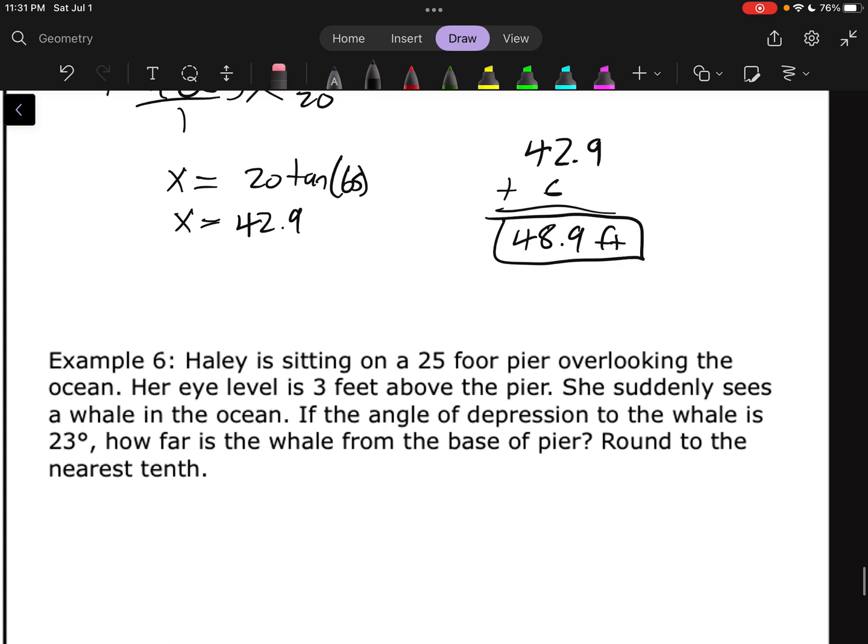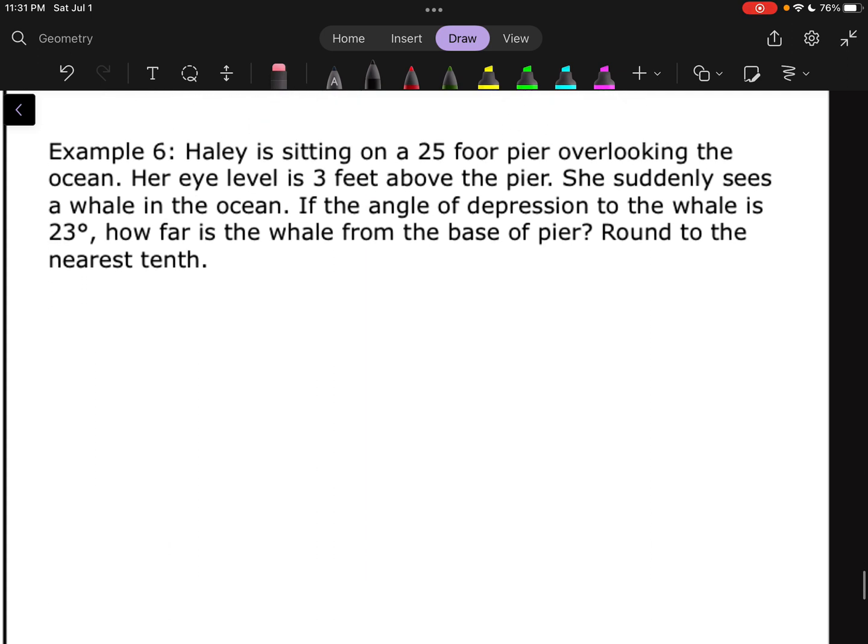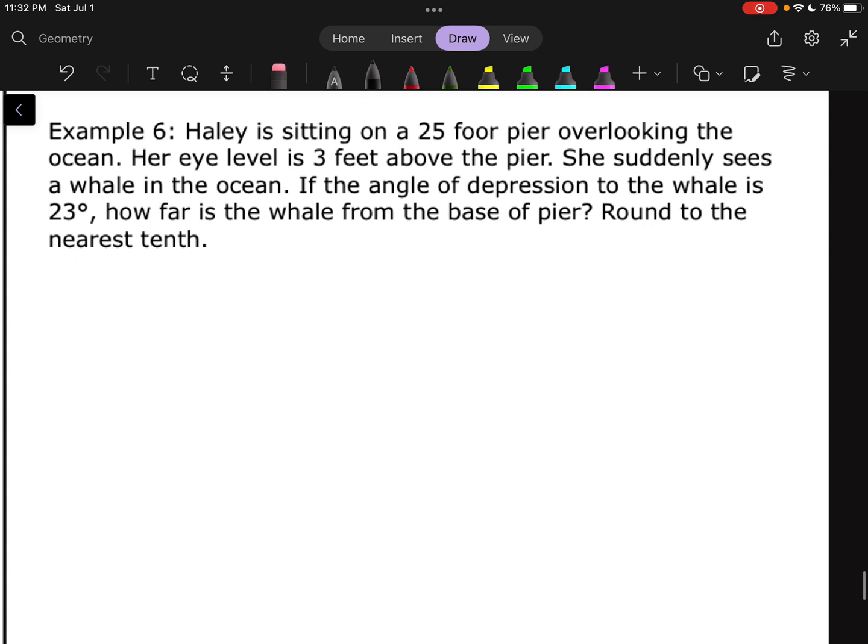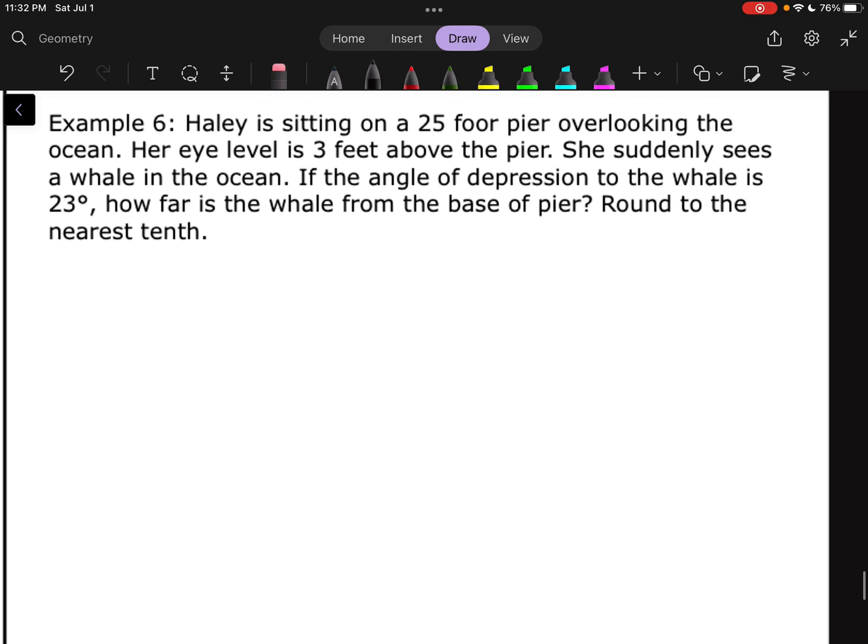All right, and last one here. Haley is sitting on a 25-foot pier overlooking the ocean. Her eye level is 3 feet above the pier. She suddenly sees a whale in the ocean. The angle of depression to the whale is 23 degrees. How far is the whale from the base of the pier? Okay, so we've got a pier.